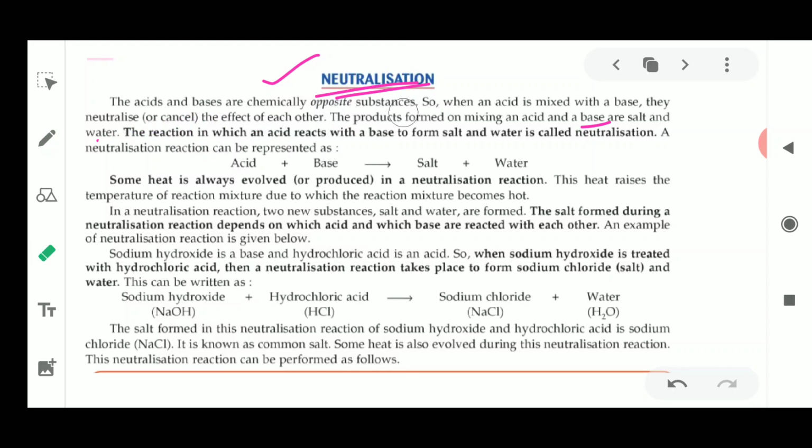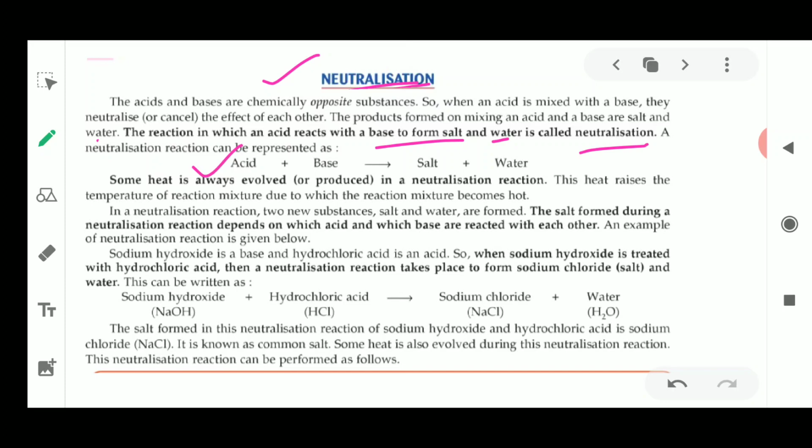Okay, so this is about the neutralization reaction. A reaction in which an acid reacts with a base to form salt and water is known as a neutralization reaction. A neutralization reaction can be represented in this way.